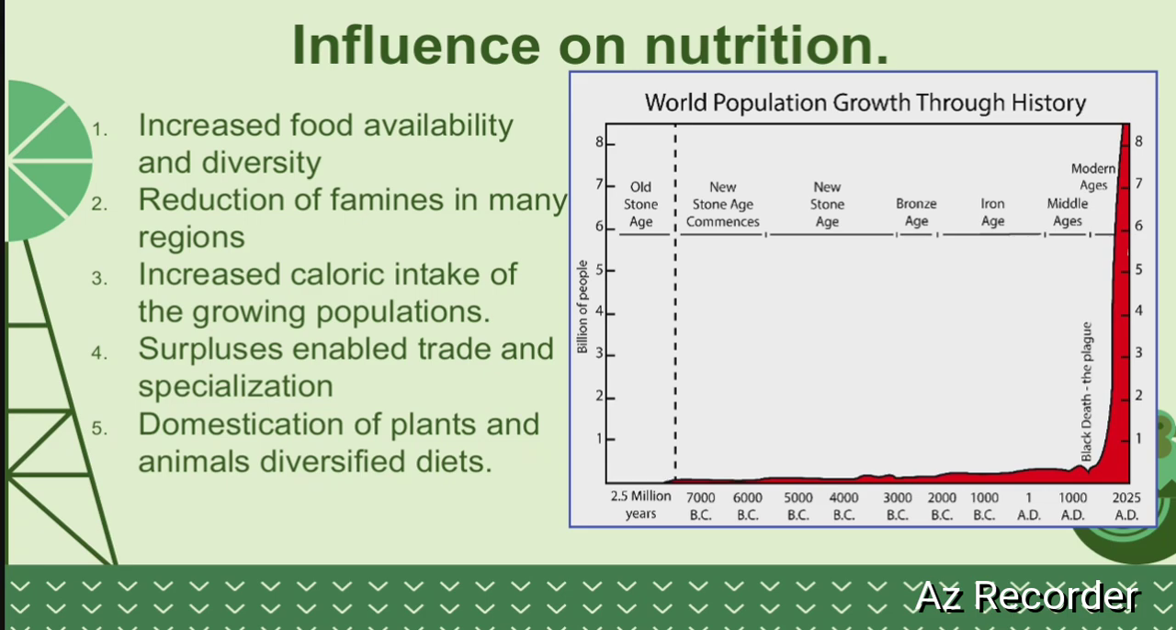Diversified diets. As you can see in this diagram here, the human population was small 2.5 million years ago in the Stone Age period. Then it came into 7000 BC, and we saw it rising up to 1000 AD. It was rising across all those ages: the New Stone Age, the Bronze Age, the Iron Age, the Middle Ages. But when it came into the modern ages, we've seen a rapid increase in the human population, since agriculture has now reached its peak and we know how to get food. So if food is available, human populations can increase. People can care less about starvation, so they settle down and eat their food and they produce.